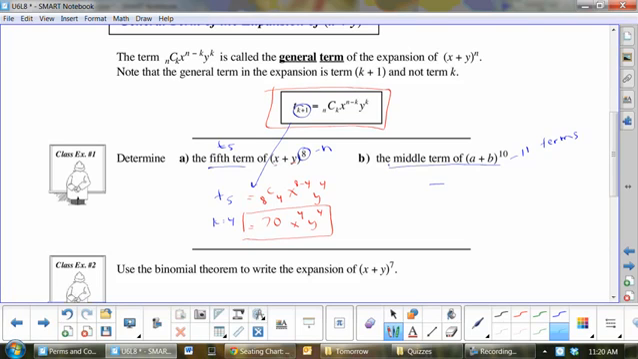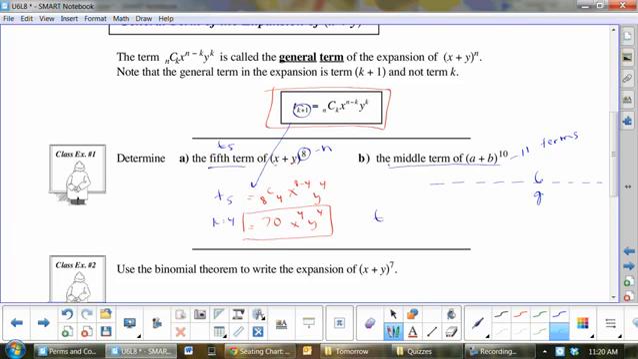And if you count 11 terms, you'll find that the middle is the 6th. Okay, there's 5 on each side. So that is the middle term.